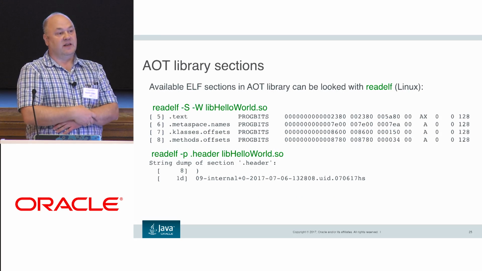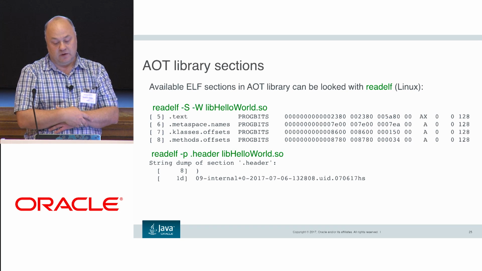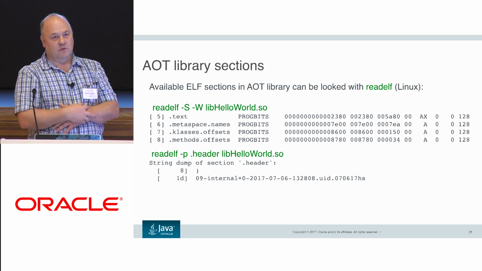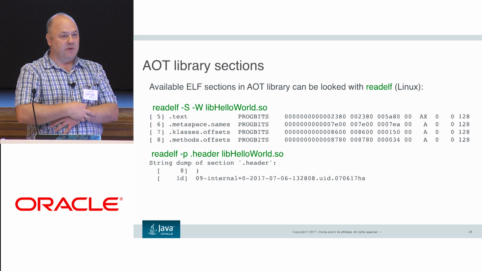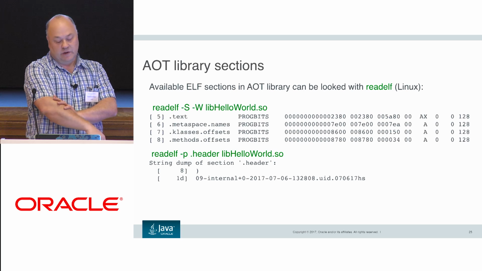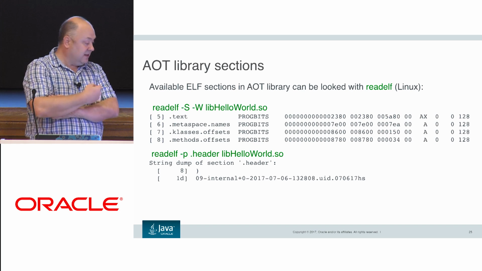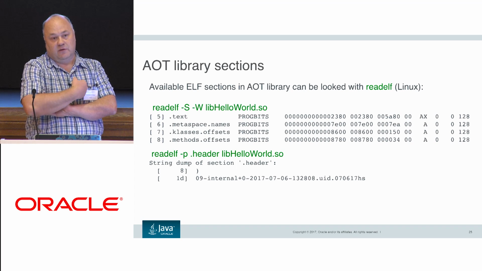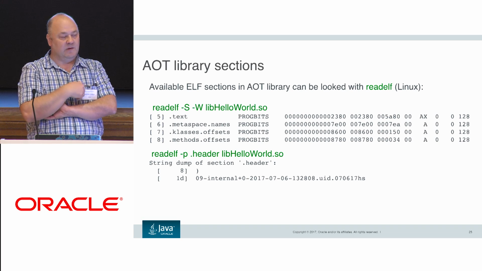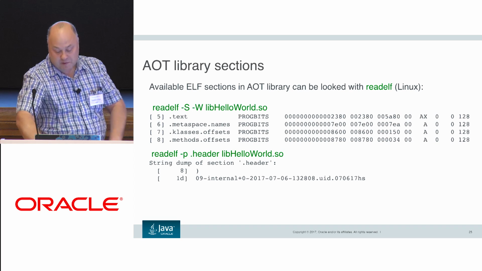AOT library is a standard shared library, so you can use existing tools to look at it. You can use, for example, readelf to look at sections. You can use gdb to print compiled AOT methods, and you can use objdump to disassemble code in AOT library. Section names listed, for example, here could be changed in the future. We changed them in JDK 10 already to shorten them. And we can add new sections, so don't rely on this output too much.